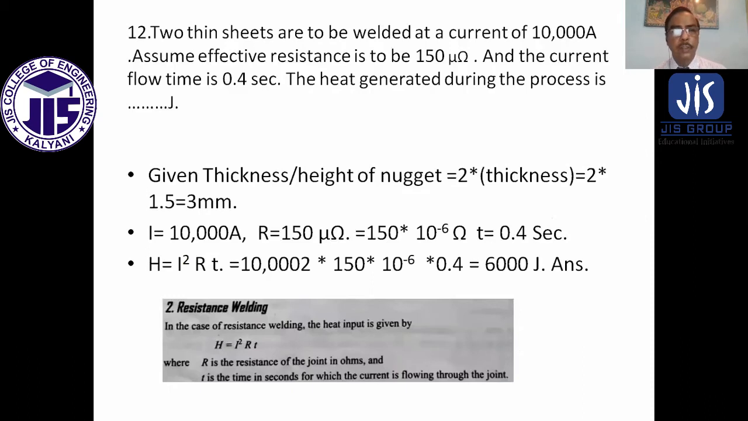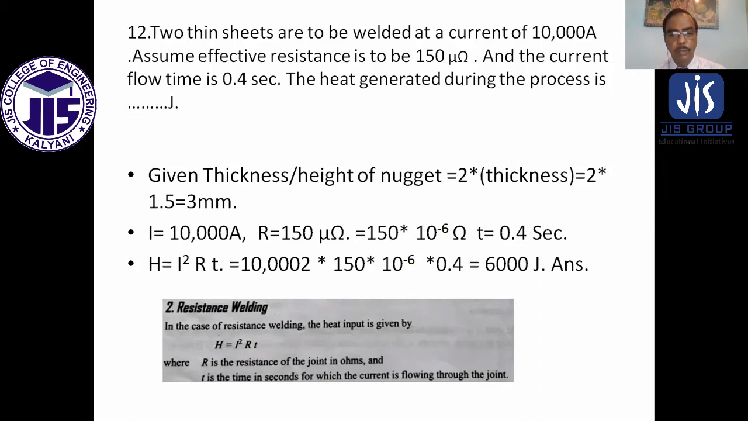Now another question: two thin sheets are to be welded at a current of 10,000 ampere. Assume effective resistance is 150 microohms and the current flow time is 0.4 second. We have to find the heat generated during the process in joules. Given, the thickness of the nugget is 2 into 1.5 millimeter. I is 10,000 ampere, R is 150 × 10^-6 ohms, T is 0.4 seconds. We know heat is equal to I square RT.